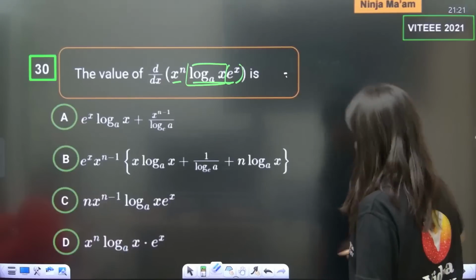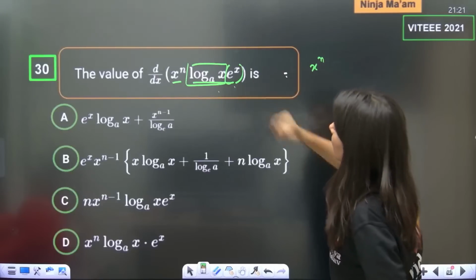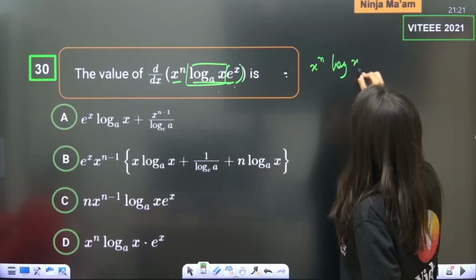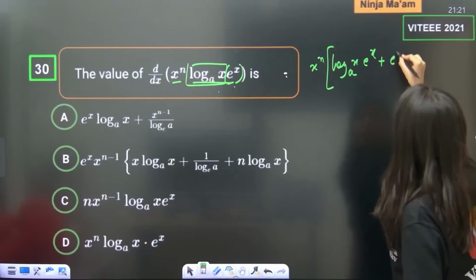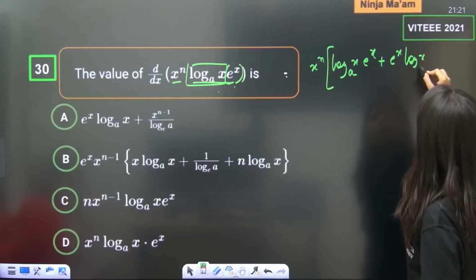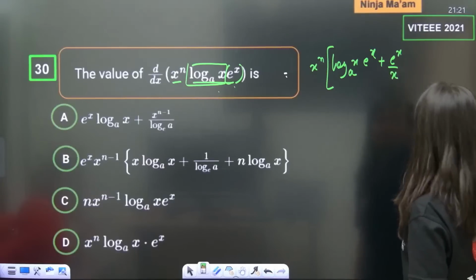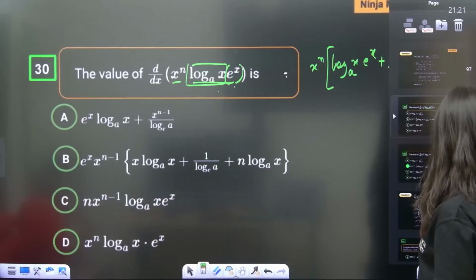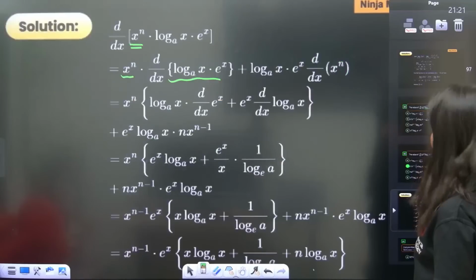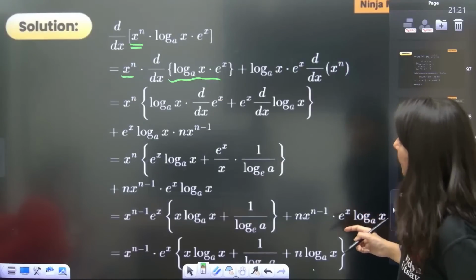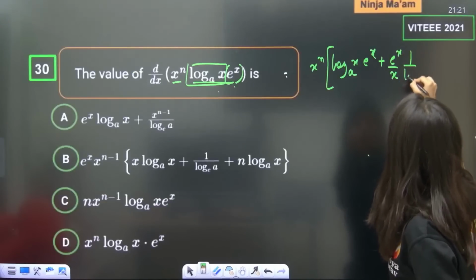All right. So yes, let's now do it. X power n kept constant. Now differentiation of this will be log x to the base a is constant, e power x derivative, plus this time e power x kept constant, log of x to the base a. So this is going to become 1 by x and this is going to become 1 by x. Okay. Derivative of log x is what? 1 by x. See? Yes, 1 by x and 1 upon log a. Absolutely. 1 upon log of a.